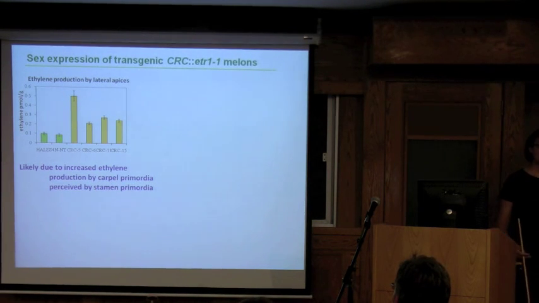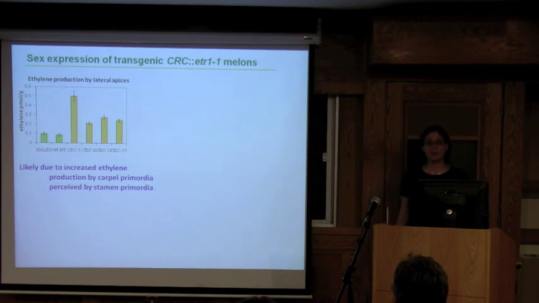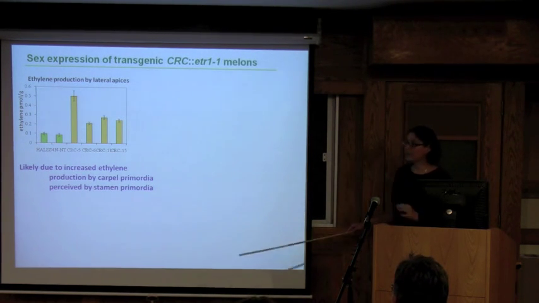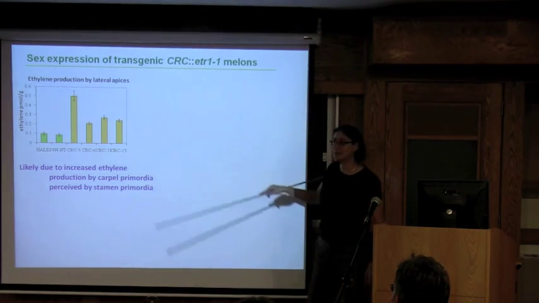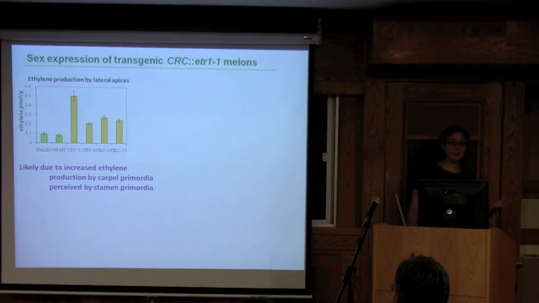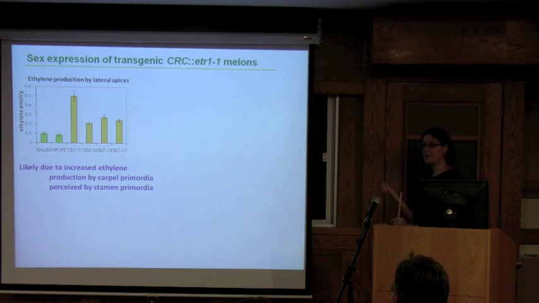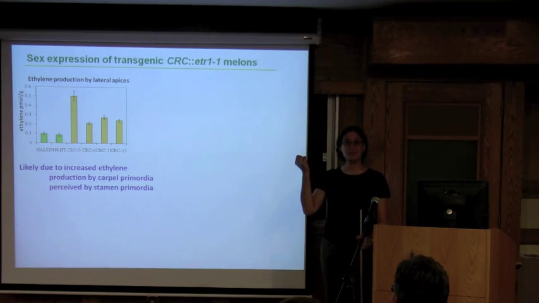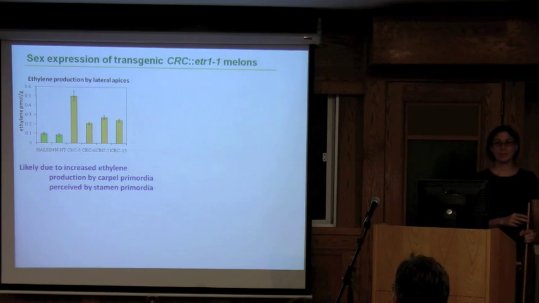Now I mentioned I would come back to why we saw increased carpel-bearing bud formation in the lines that had inhibition of perception in the carpel primordia. Well, if we look at the apices of those plants, what we see is an increase in ethylene production. Remember, I indicated that if you inhibit perception, you can get an increase in ethylene production. So the carpels are not perceiving, we get an increase in production, but the stamens can still perceive. So they perceive the ethylene, and that could lead to an increase in carpel-bearing bud production.